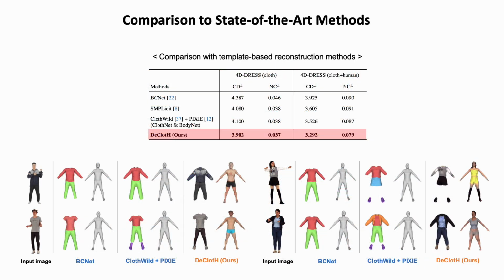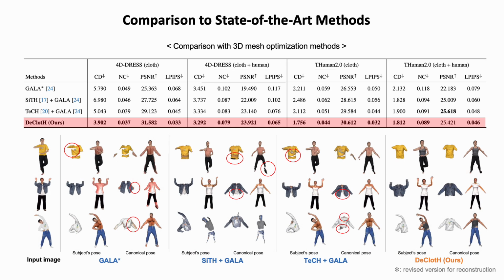Our DeClotH largely outperforms existing template-based regression methods on the 4D-Dress dataset. Additionally, compared to 3D mesh optimization methods, our proposed DeClotH achieves more accurate reconstruction results, especially under occlusions and challenging human poses.